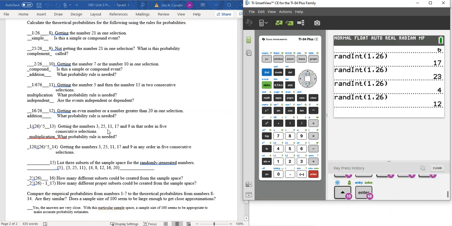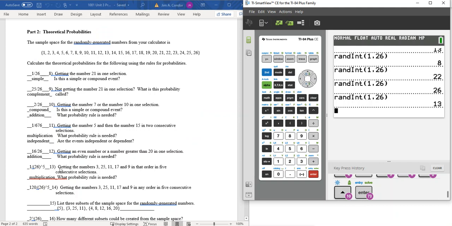What's the odds of getting a 3, 25, 11, 17, and 9? Well, that is 5 because that's this, and this, and this, and this. That's like, again, hitting this thing 5 times in a row and getting 3, 25, 11, 17, and 9. And no, we didn't get that. So it's the multiplication rule. Each number has a 1 out of 26 chance of occurring. That's 5 times we have to multiply 1 over 26, or 1 over 26 to the 5th.